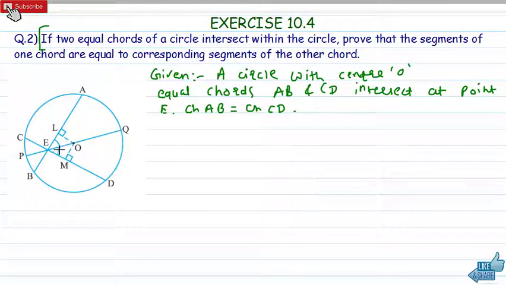Now we could write here diameter PQ is a diameter passing through point E. But it is not mentioned in the statement: if two equal chords of a circle intersect within the circle, prove that the segments of one chord are equal to the corresponding segments of the other chord. So the diameter is not given, so we will write that diameter part in the construction part. Okay, so only that much is given.